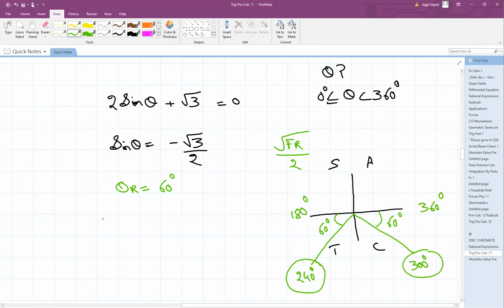That's my second answer. So you're going to say your theta is equal to 240 or 300. This is how you're going to tackle those questions. Does that make sense? Sean and Danishwar and everyone else, does it make sense?